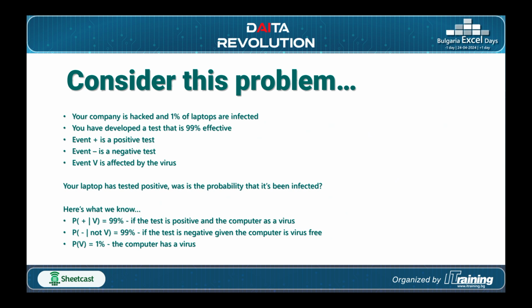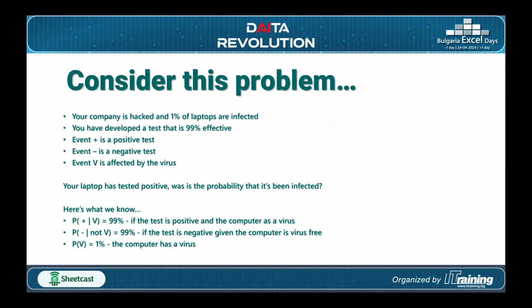Okay, so this is taken directly from my book, Becoming a Data Head. Here's this problem, all right? Your company is hacked, and 1% of those laptops are infected. You have developed a test that is 99% effective in both directions, so positive and negative. All right, so this is basically just the same problem I set up.